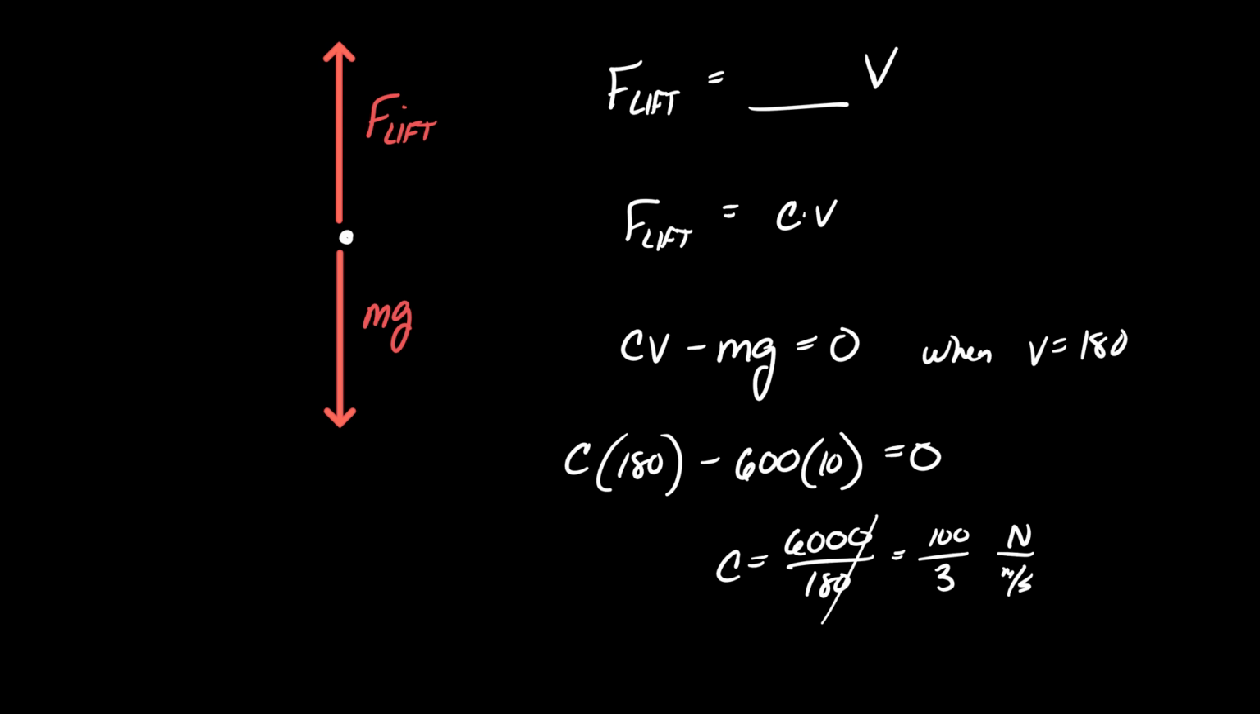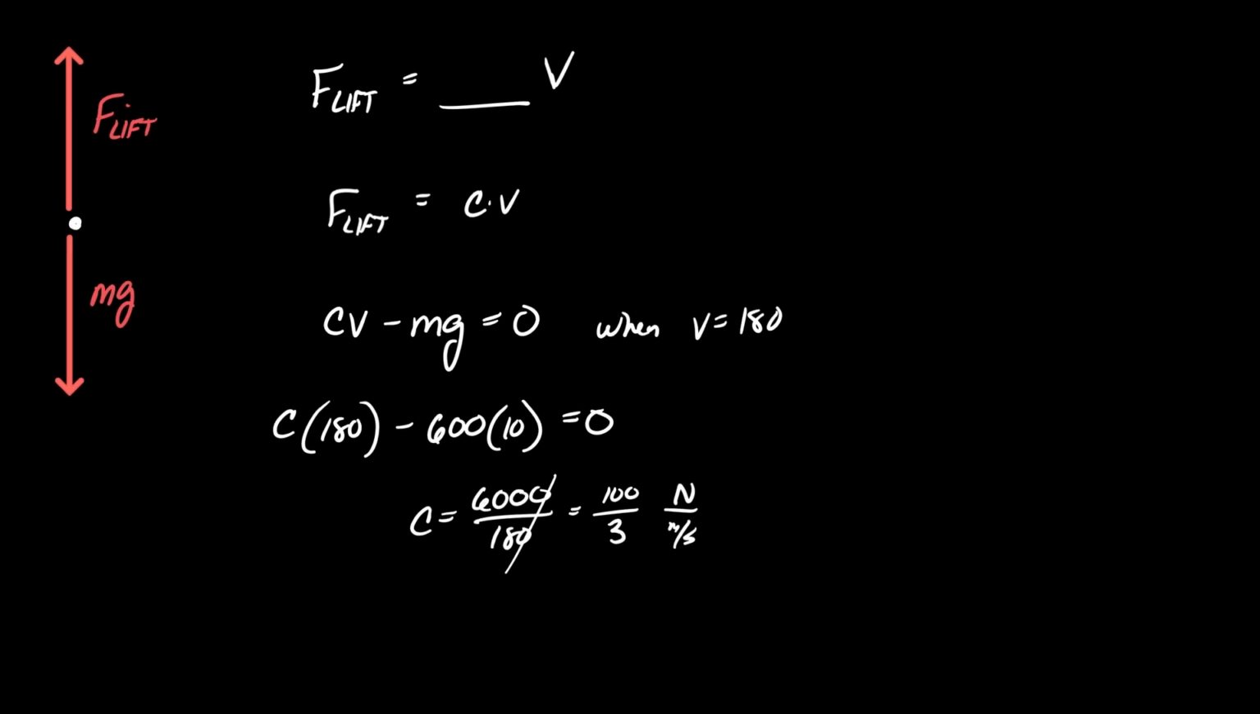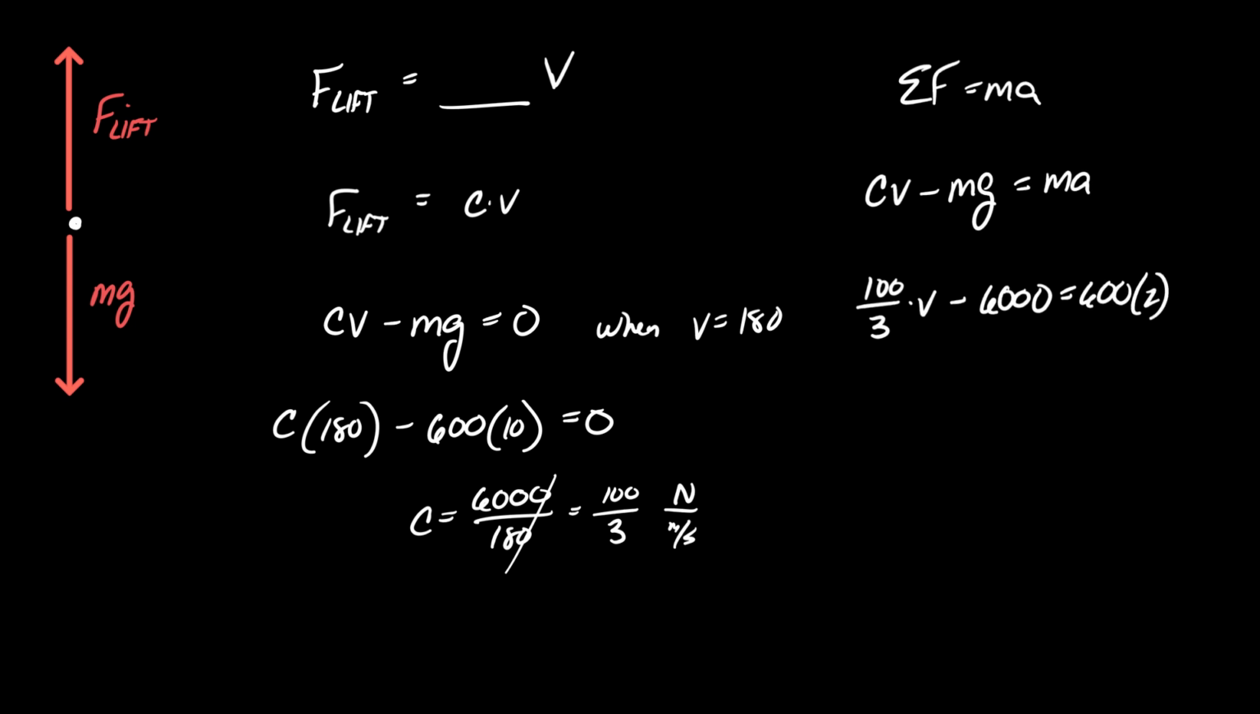What speed would be necessary for the plane to begin to ascend at a rate of 2 meters per second squared? Pretty sure the plane would have to go faster, right? If the lift force is proportional to the velocity, and I want to make the velocity a bigger number, so this will be the case where net force equals ma, which will be CV minus mg equals ma, or 100 over 3 times v, minus 6,000 equals 600 times 2. All right, the acceleration is upwards at 2 meters per second squared. So 100 divided by 3 times v equals 7,200. And I think we've done enough work here.